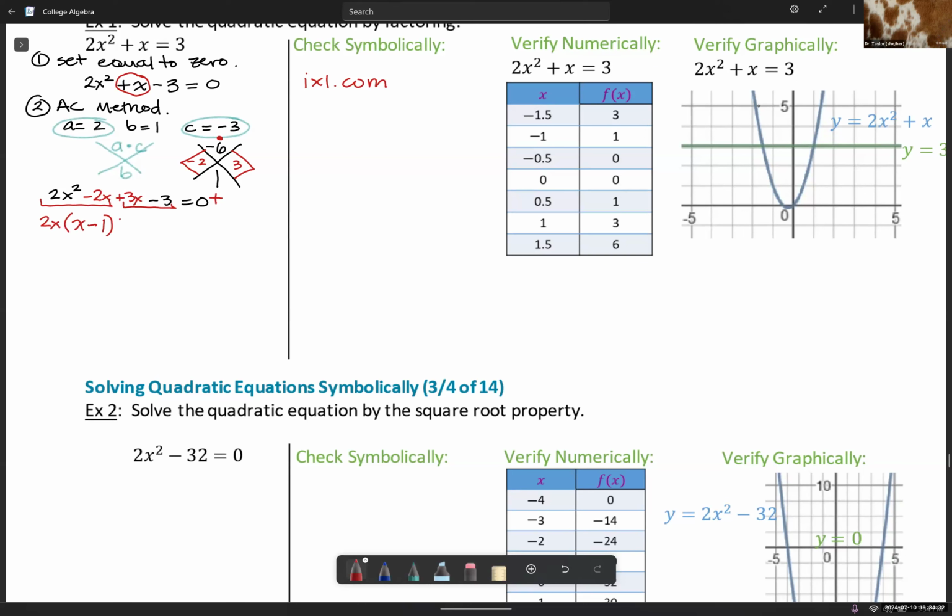Now, this is where checking comes in. If you got to this point and the things in parentheses are the same, that means you did it right. So now when we look at this whole problem, this first term and this second term both have an x minus 1. If you remove it from the first term, you're left with 2x. If you remove it from the second term, you're left with 3.